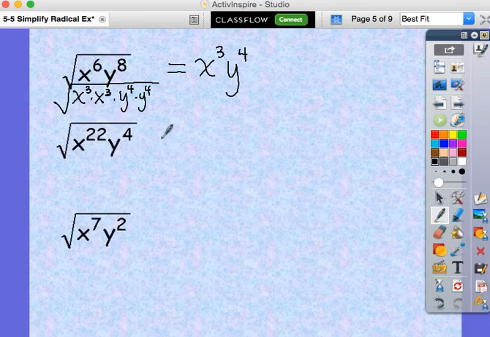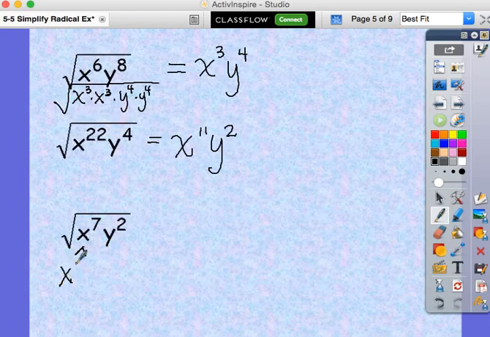Okay, what about the next one? This is going to be x to the 11th, y to the second. Now this one isn't quite as easy because of the odd exponent, but we can break that down into x to the 6 times x. All right, the y squared is good though.